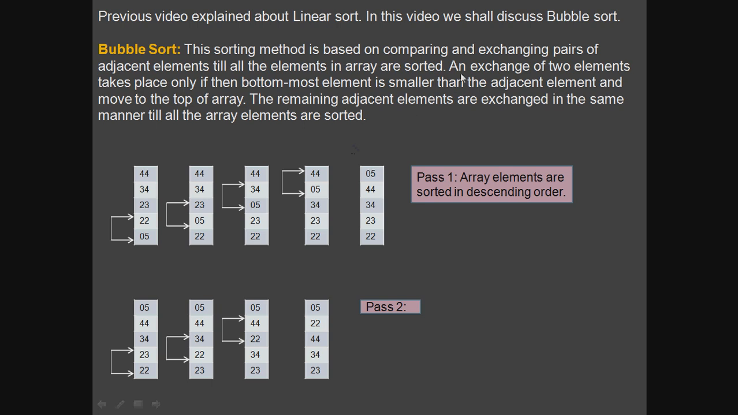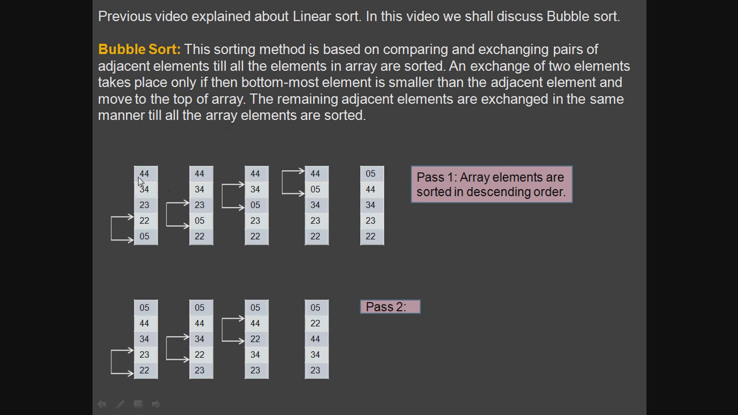Here an exchange of two elements takes place only if the bottommost element is smaller than the adjacent element, and it moves to the top of the array, right? So the lesser element moves onto the top of the array, and the remaining adjacent elements are exchanged in the same manner till all the array elements are sorted. So two methods: one was the linear sort, and this is the tuple sort method, right?